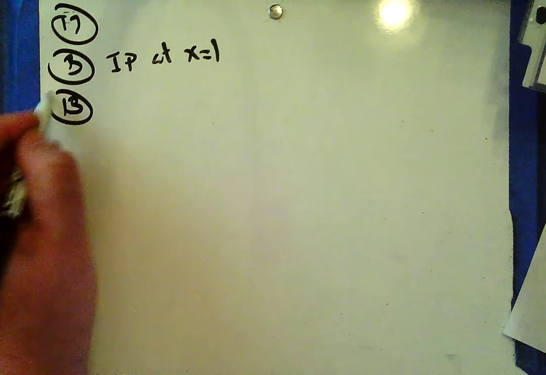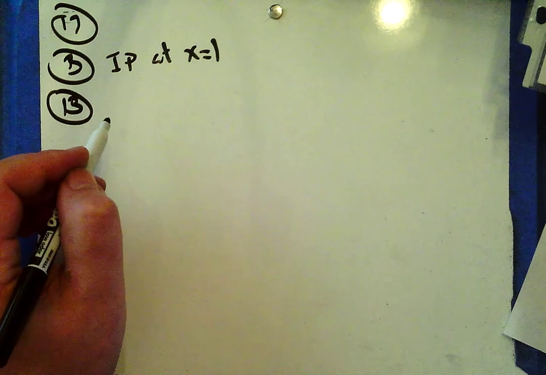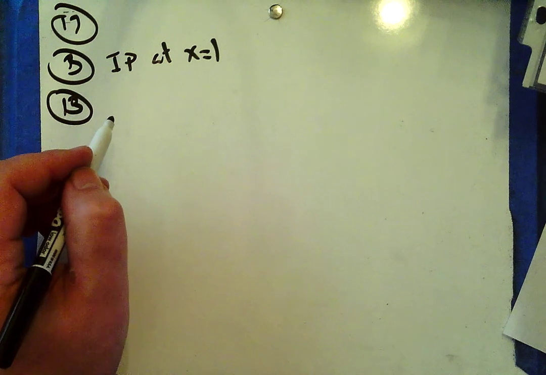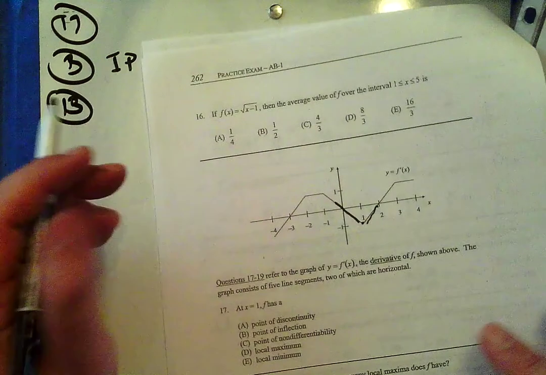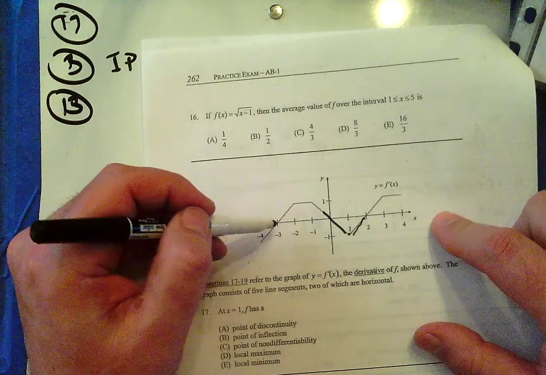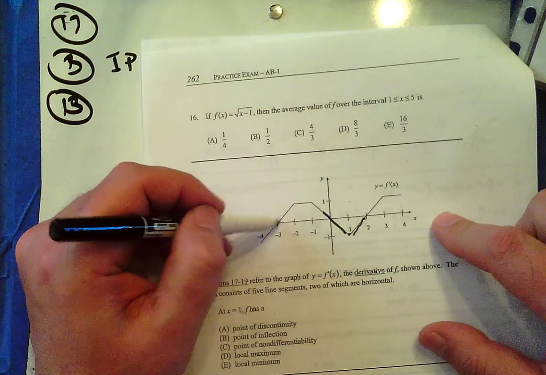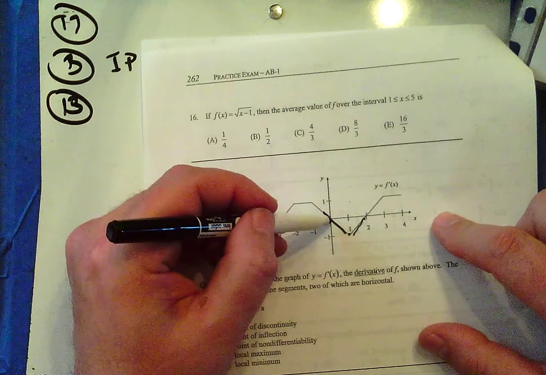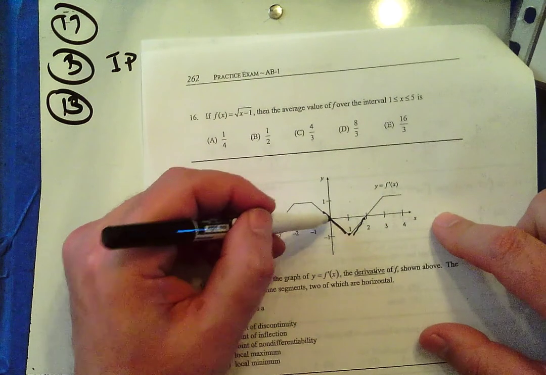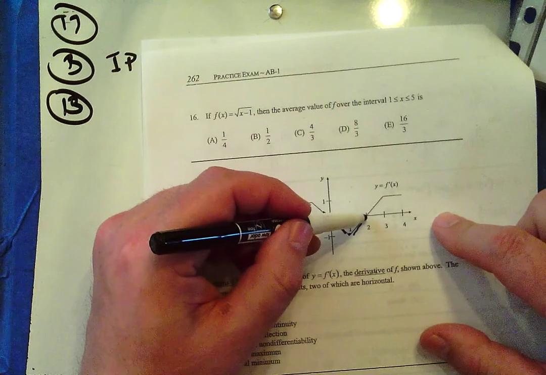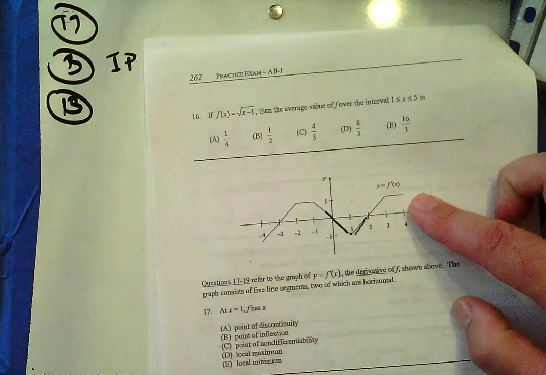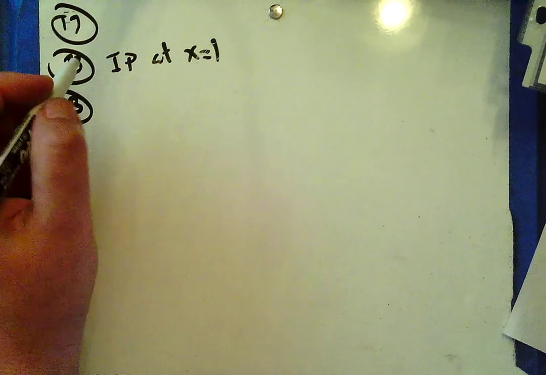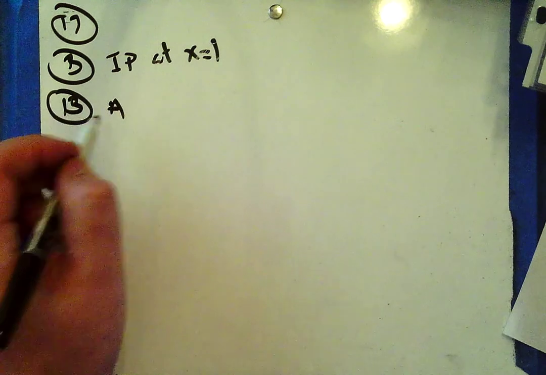18 says, on the open interval from -4 to 4, how many local maxima does f have? Well, this goes negative to positive, that's a minimum. Positive to negative, that's a maximum. Negative to positive, that's a minimum. I only have one max because my endpoints are not included. So 18 is A.